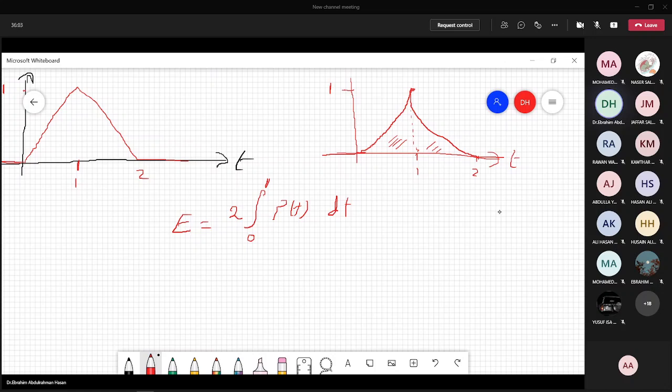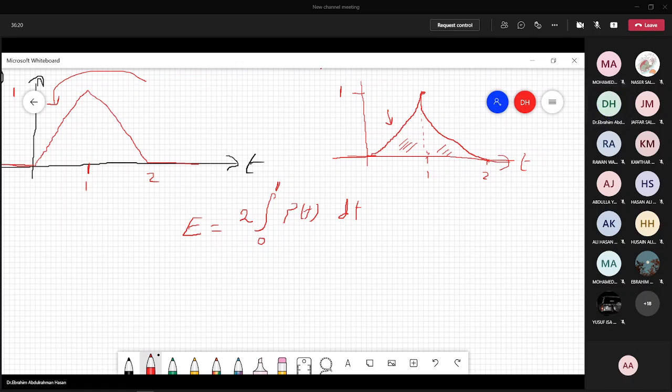What is the value of p of t between 0 and 1? We need to find this formula. To find it from 0 to 1, I need to find this line. The y-intercept is equal to 0, so it is slope multiplied by t. The slope is from here to here 1, from here to here 1, so it is 1. So it is equal to t. If you square it, you will get t squared. So p of t here is equal to t squared.